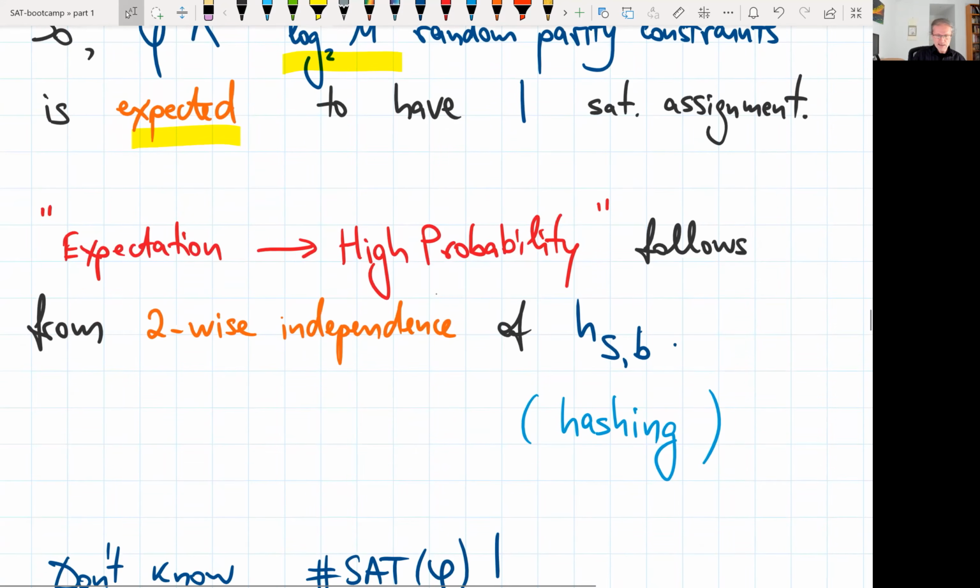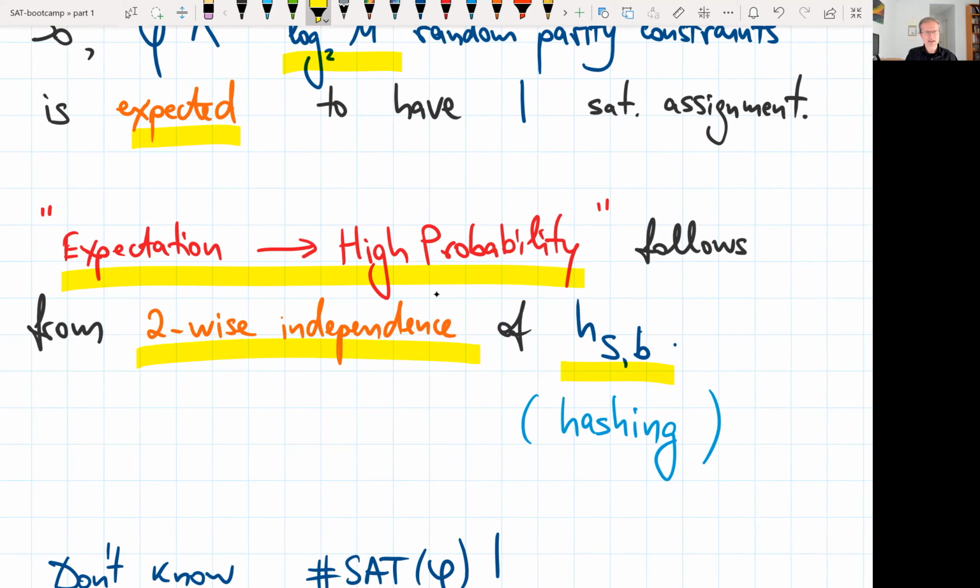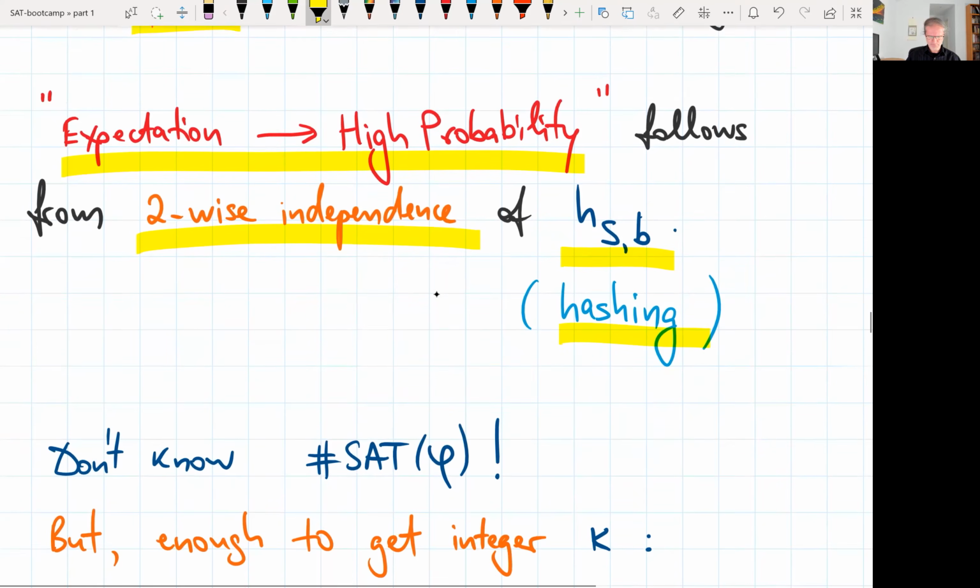Well, this reduction from expectation to the high probability follows from the properties of these random parity constraints. The property being two-wise independence. And if you've seen hash functions before, then you would recognize that basically these h's are random hash functions whose range is 1 bit. And if you take k of them, then you'll have a universal hash function whose range is k bits. And then you just need to figure out what the right range k is so that you isolate exactly one satisfying assignment of the formula phi.